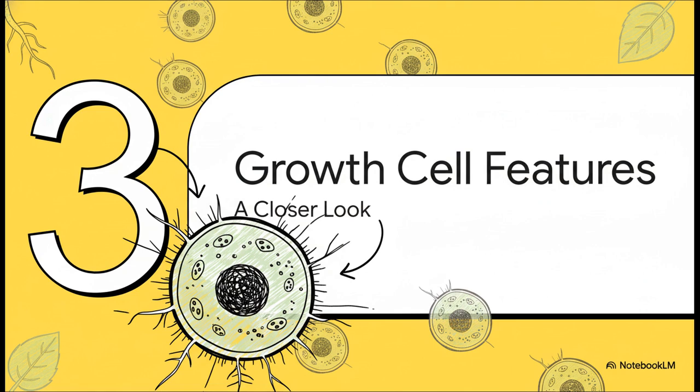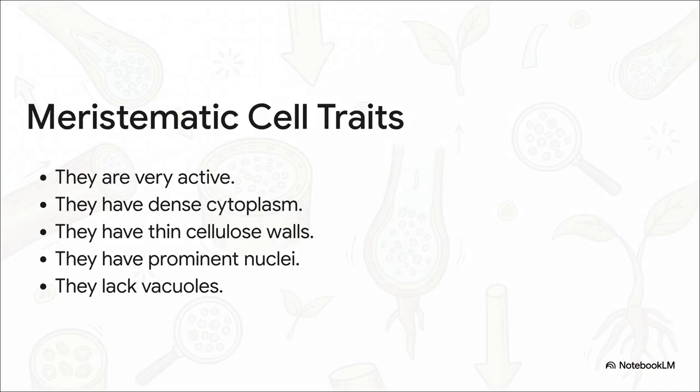Okay, so what makes the cells of this tissue so special? Let's take a closer look now at a single meristematic cell to really understand its features. You can think of these cells as tiny, busy factories. They are working all the time, so they need a lot of energy and resources. That's why they are packed with dense cytoplasm and have a large, prominent nucleus. That's the control center, right? Directing all the activity. Their walls are thin, which makes it easier for them to divide again and again.